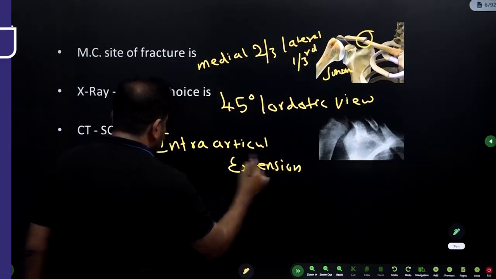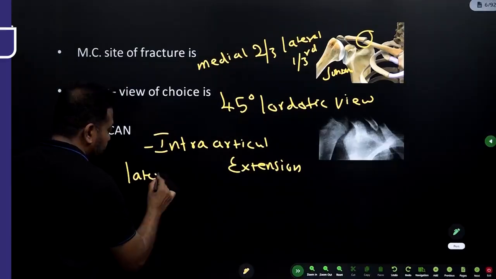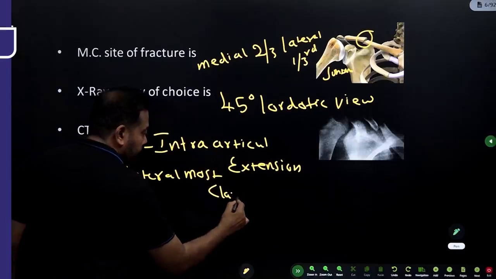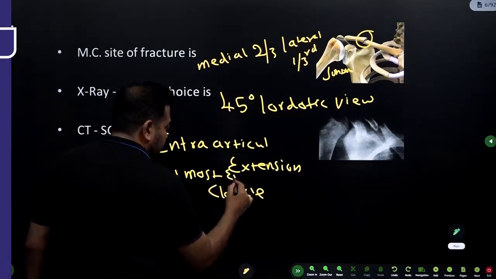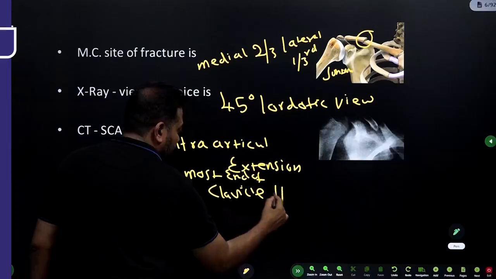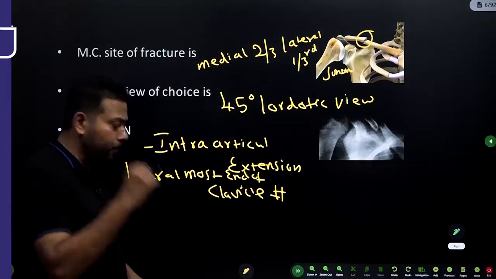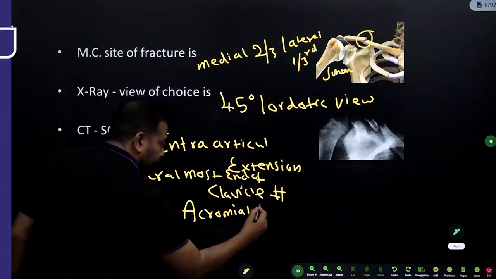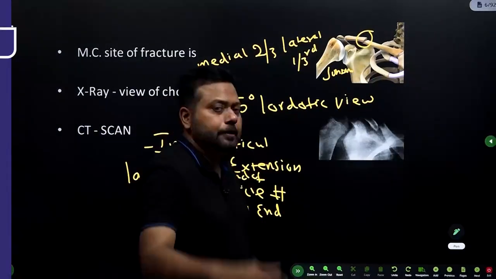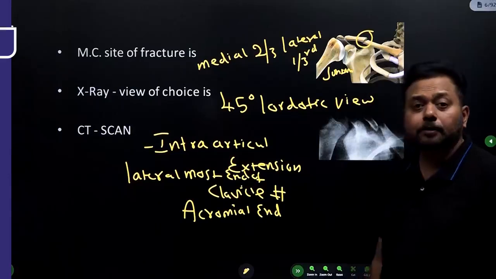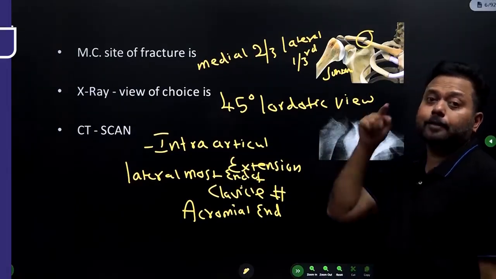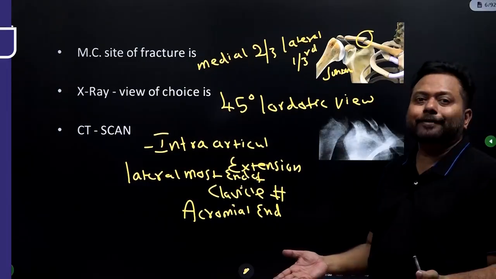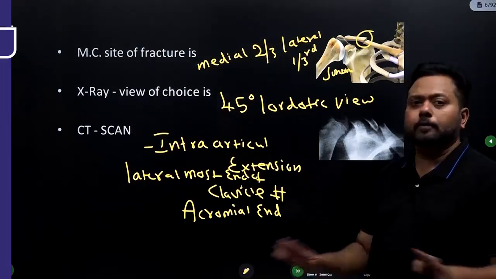So it is indicated in lateralmost clavicle fracture. Okay, lateralmost end of clavicle fracture, and this is otherwise called acromial end. Whenever there is a fracture near the acromial end, CT scan is a better investigation than X-ray, because near the acromion, sometimes the clavicle fracture may go inside the acromioclavicular joint. So intra-articular joint extension can be assessed only with CT scan, not with X-ray.